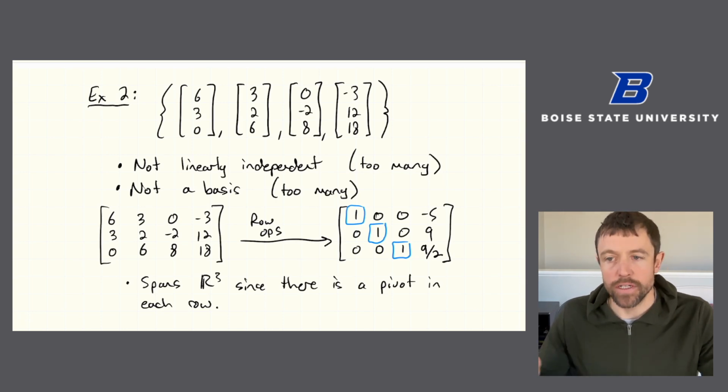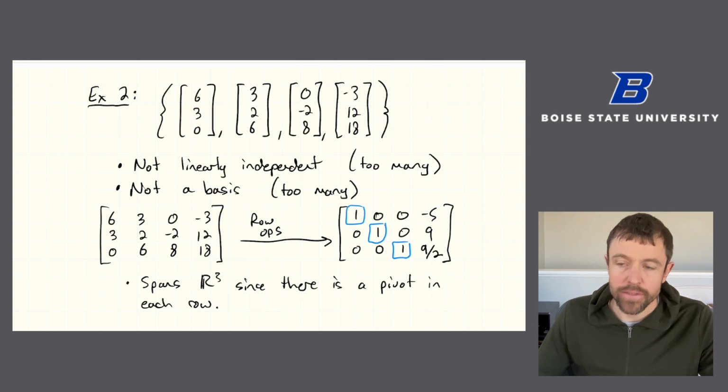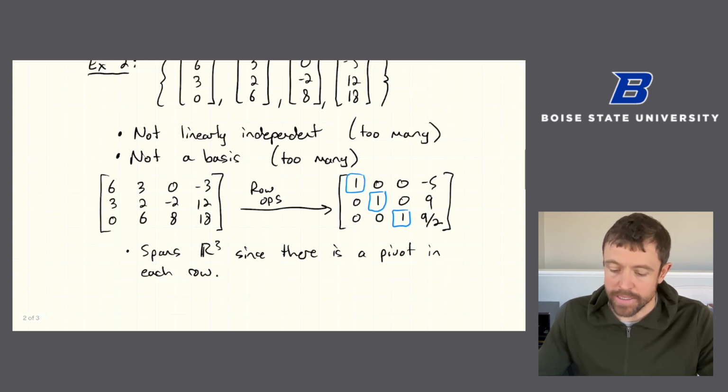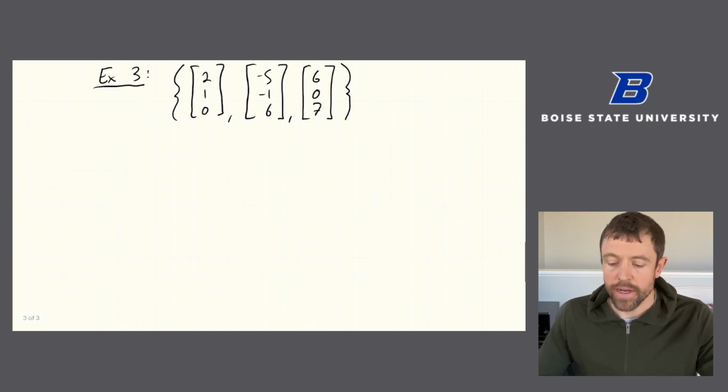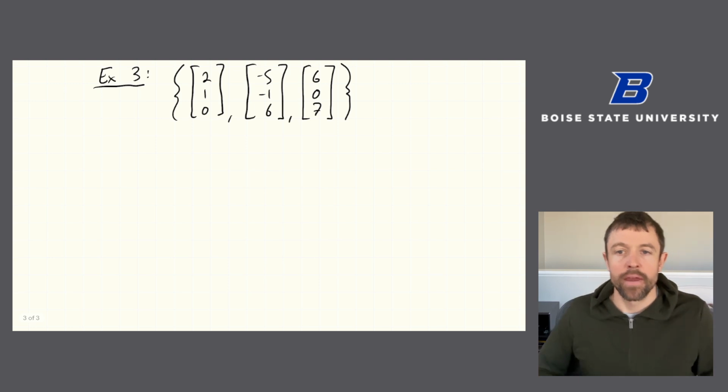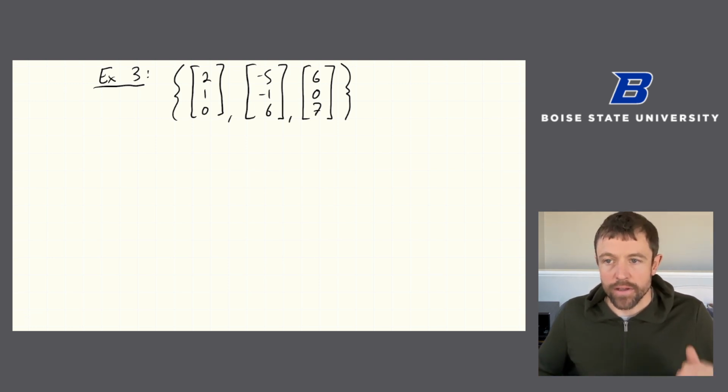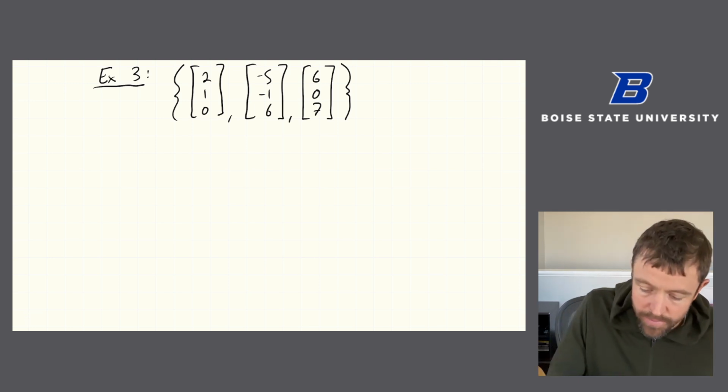Okay, so we've done 2 examples. Let's do a third. And this will be my last example. Don't worry, there's not some crazy number. So here we have 3 vectors from R3. In this sort of case, there are going to be no easy problems.